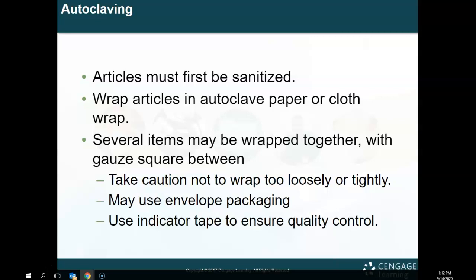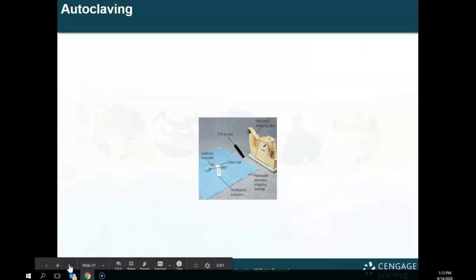Several items may be wrapped together with a gauze square in between them to ensure that each item gets cleaned. Take caution not to wrap it too loosely or tightly, and you may use an envelope packing. I'll show you those as well. And then an indicator tape to ensure quality control. In that video, we saw her wrapping instruments using a little indicator that she put into the package. That's how you know that the autoclave hit the temperature that it needed to hit for the length of time that it needed to be at to ensure that the package is sterilized properly.